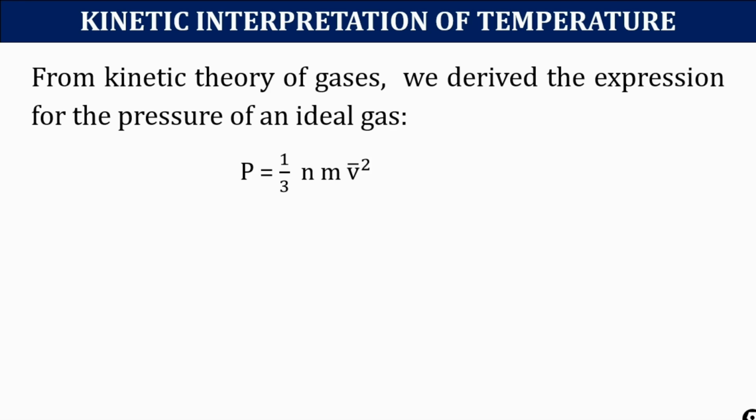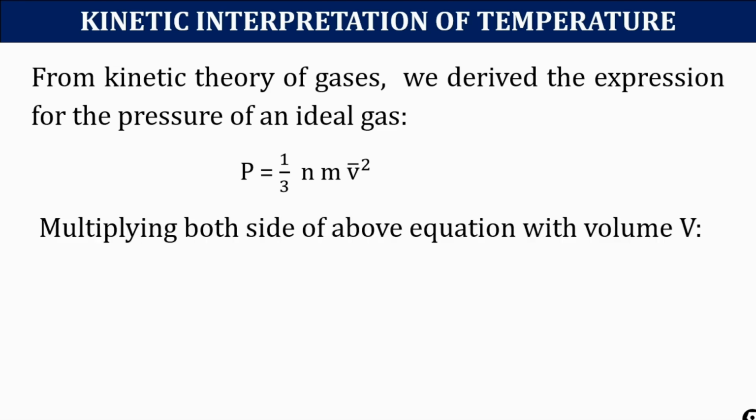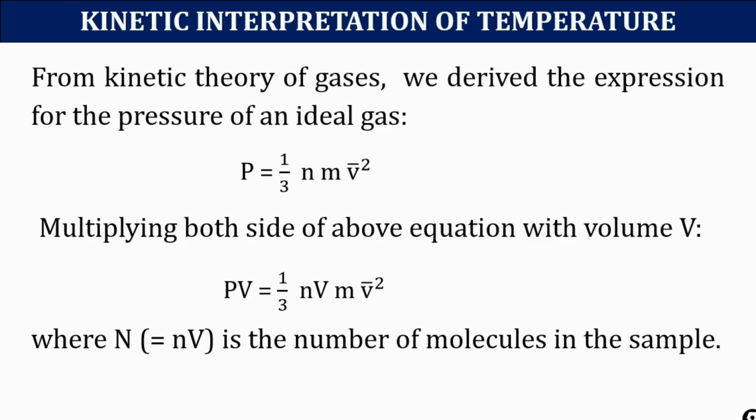In this equation, if we multiply both sides of the expression by the volume of the given gas, then we will get PV is equal to 1 by 3 into N into V into m into v bar square. m is the mass of each molecule and v bar represents the average velocity of each molecule.